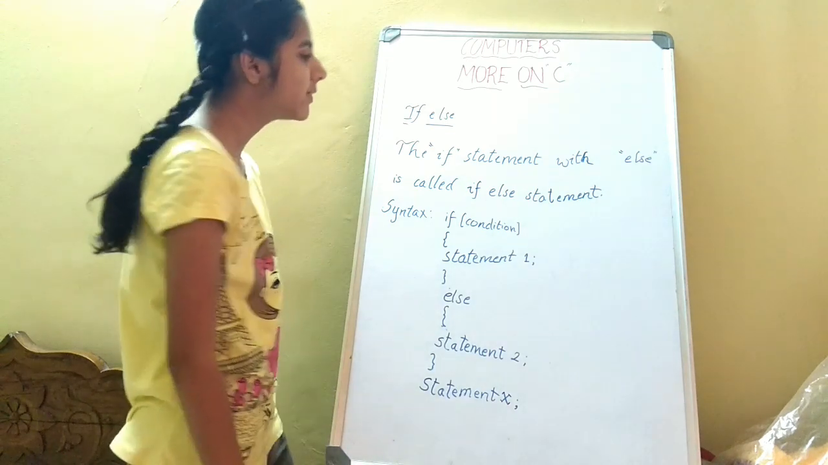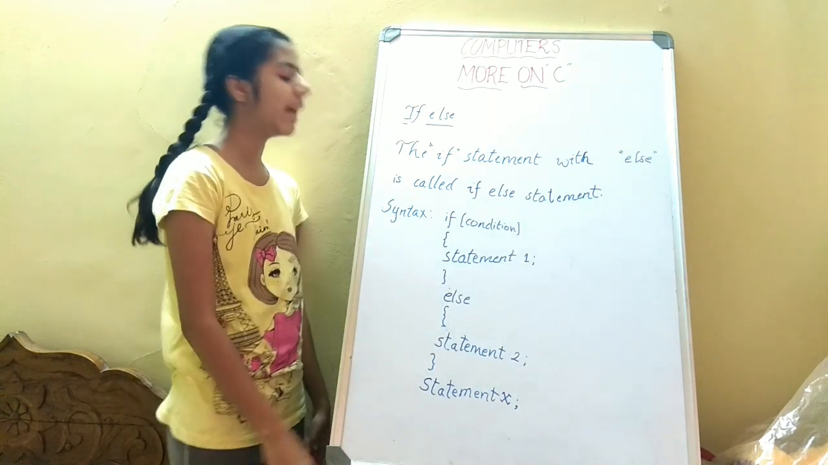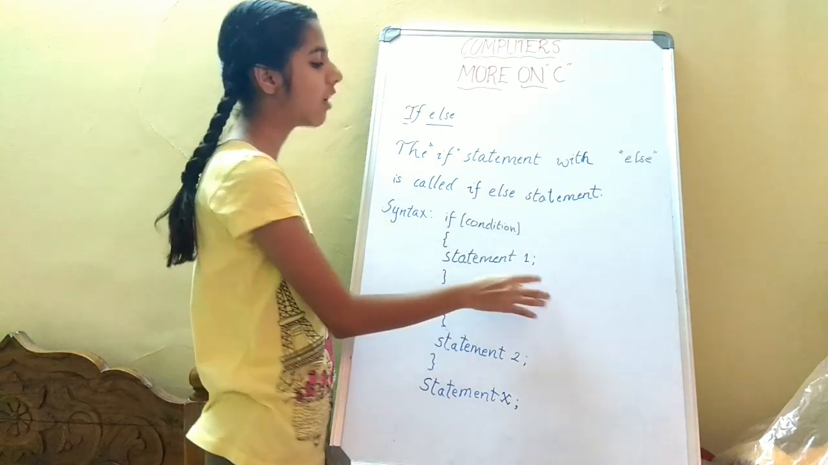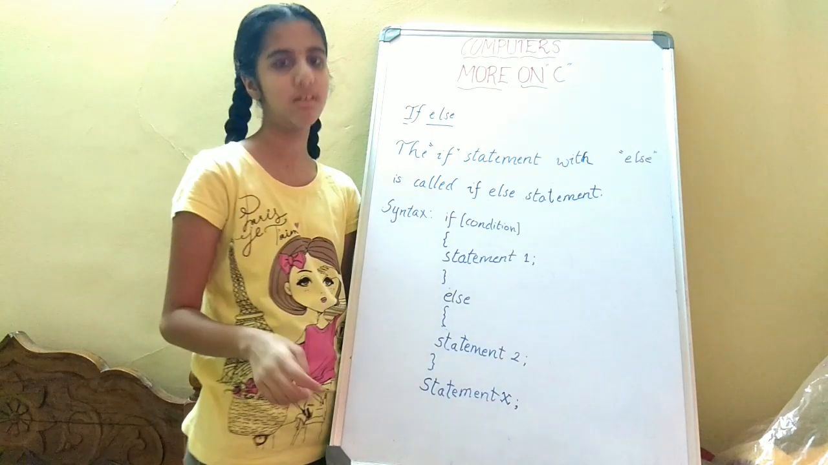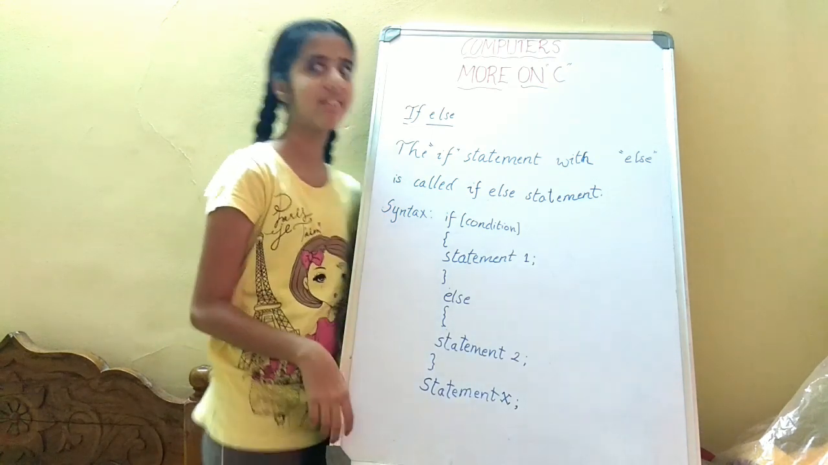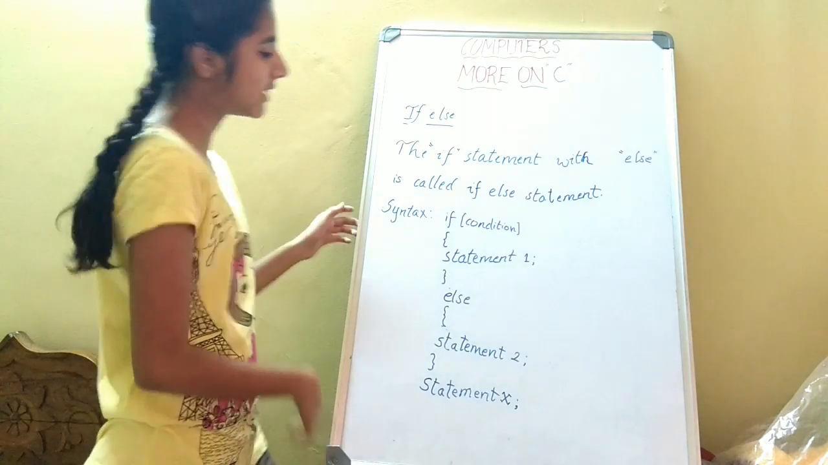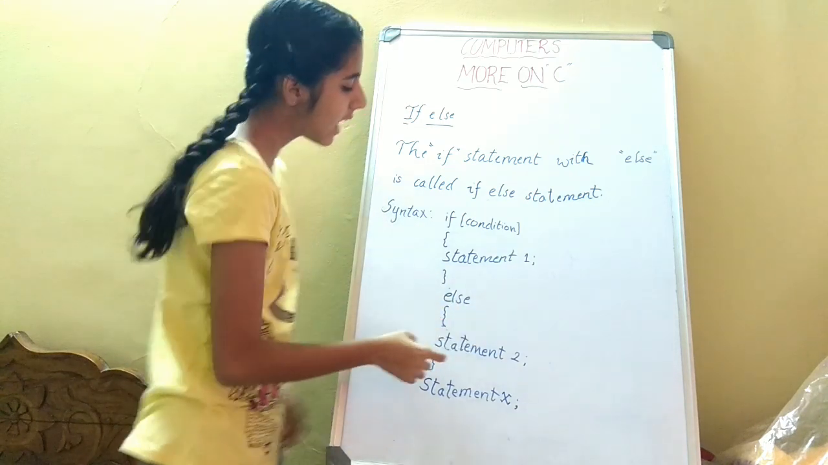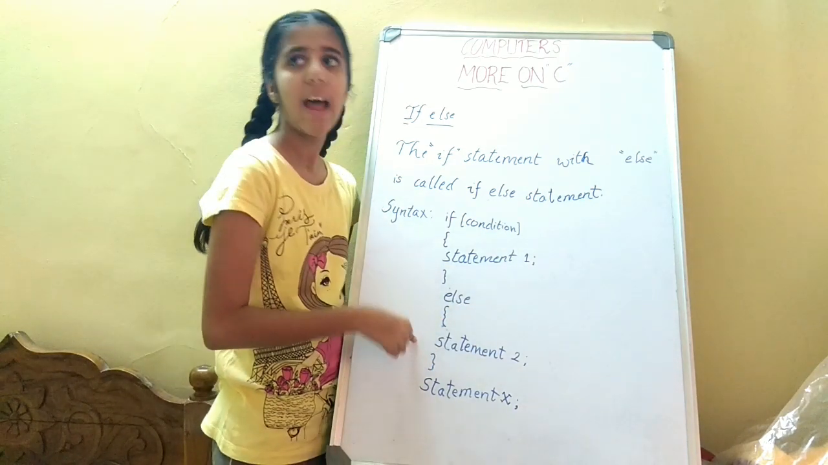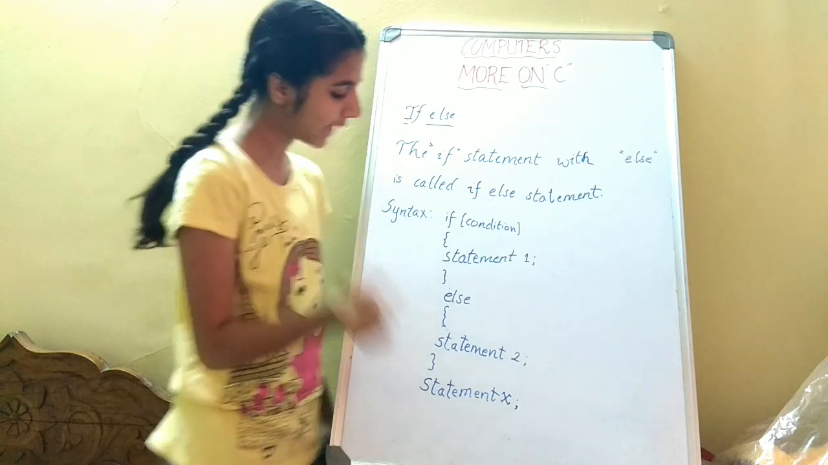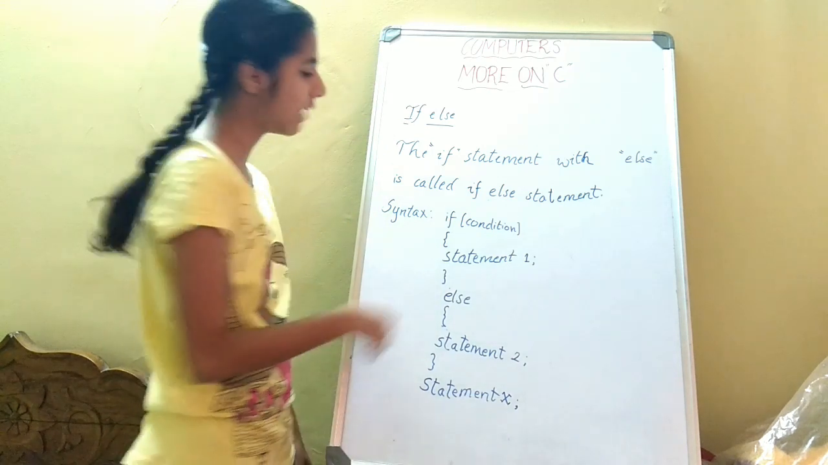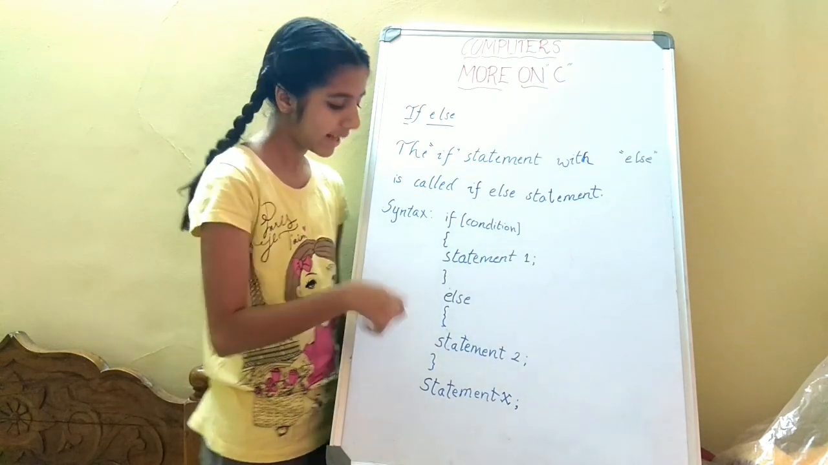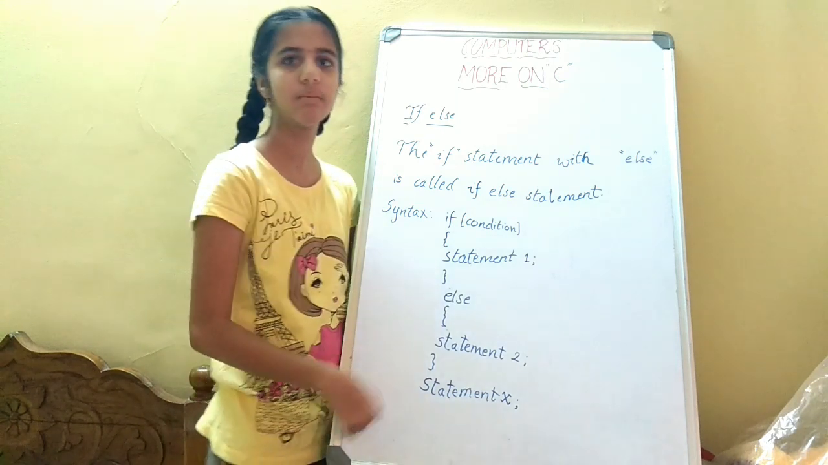If else: the if statement with else is called the if else statement. Syntax: first the whole process should be evaluated. Semicolons are compulsory. In the earlier topic I did not say about it, now I am covering it. If statement 1 is executed, then it will go to statement 2. Then statement 2 is also executed, then statement 3 will execute. If statement 1 is wrong, it will directly go to statement 2, and then it will execute statement X.